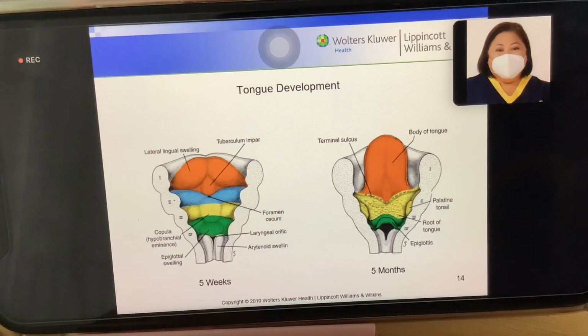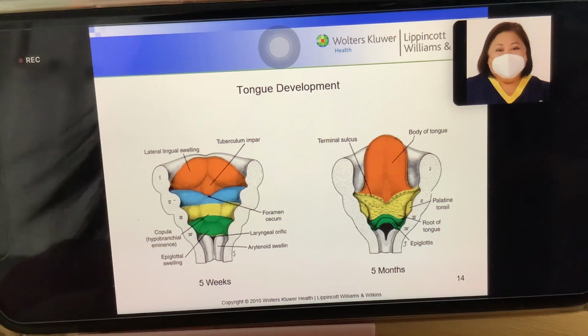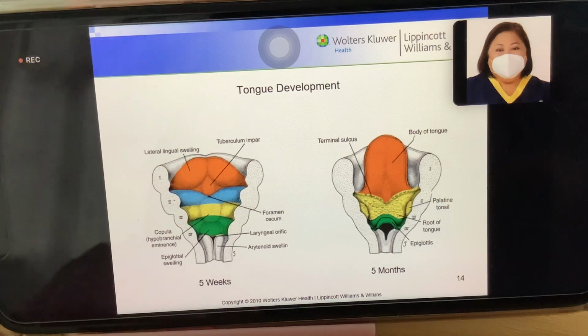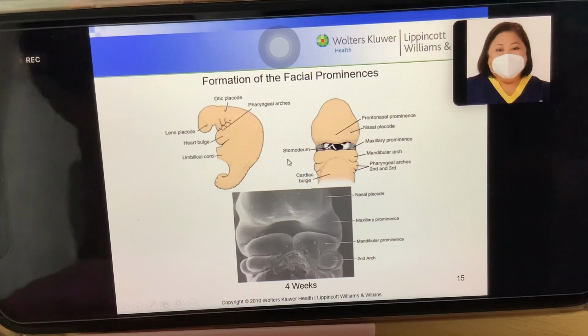Okay, so the origin of the tongue is reflected in its sensory innervation. The anterior 2/3 is innervated by the mandibular branch of cranial nerve 5, the nerve to the first arch. Tongue muscles are derived from occipital somites that are innervated by the hypoglossal nerve or cranial nerve 12. Okay.